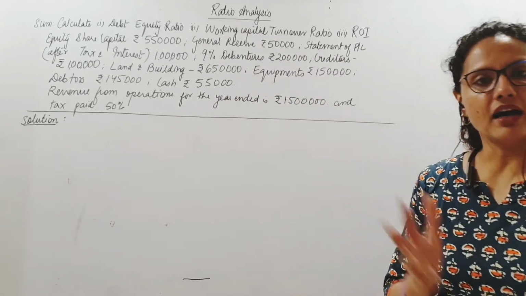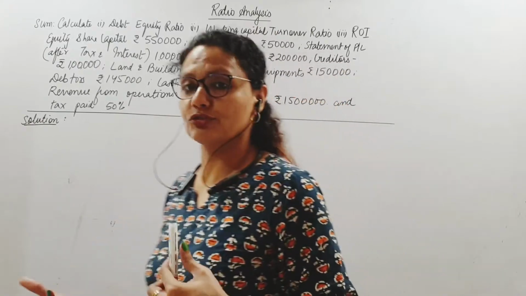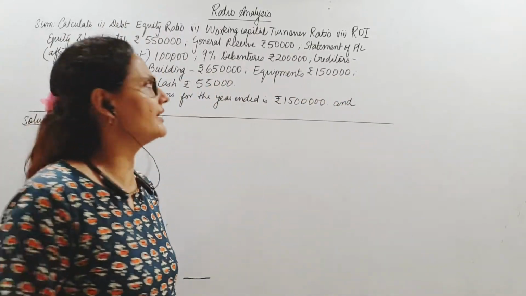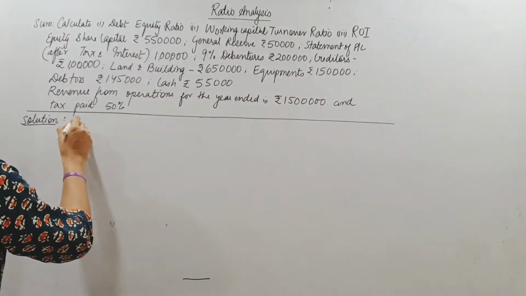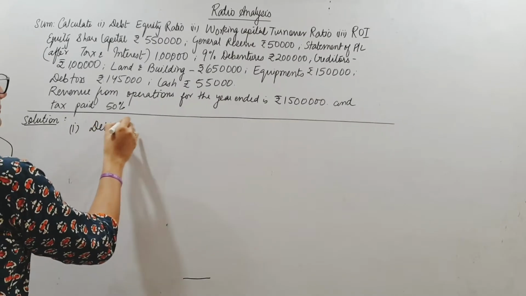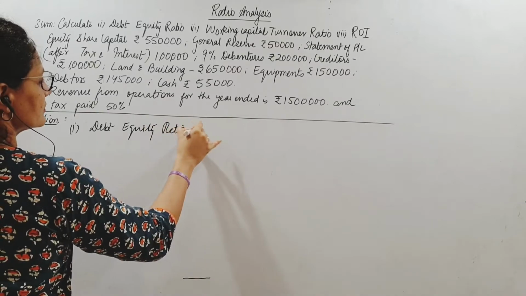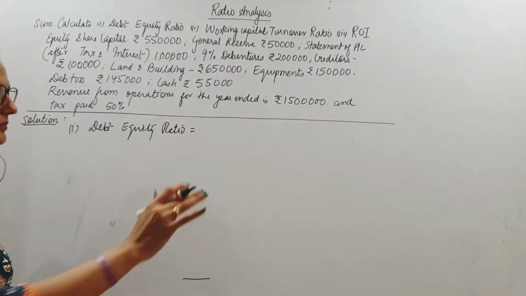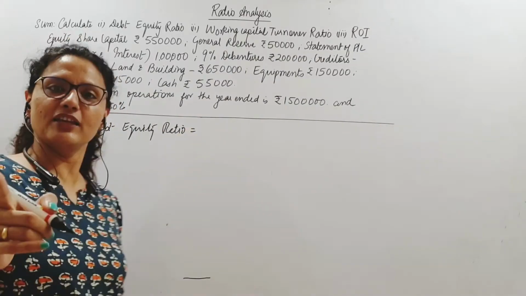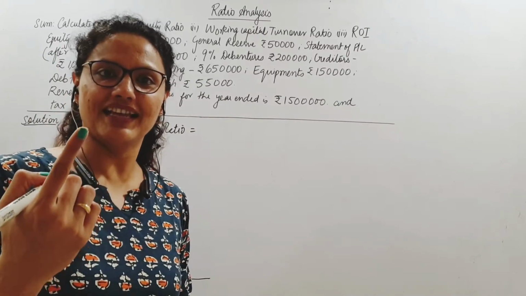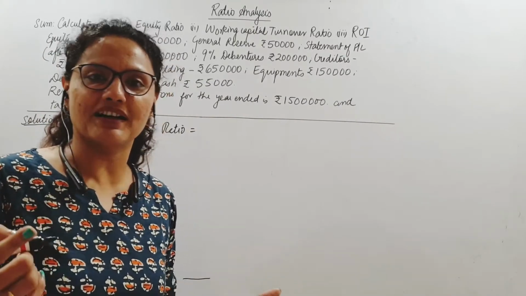Okay. Bombarded with information, don't know what to do. Where to start, what to finish? Forget it. Take the ratio. First ratio, debt equity ratio. First of all, write the formula. Correct? Because that's where you get that 1 mark straight, right? 1 mark, half mark, whatever.